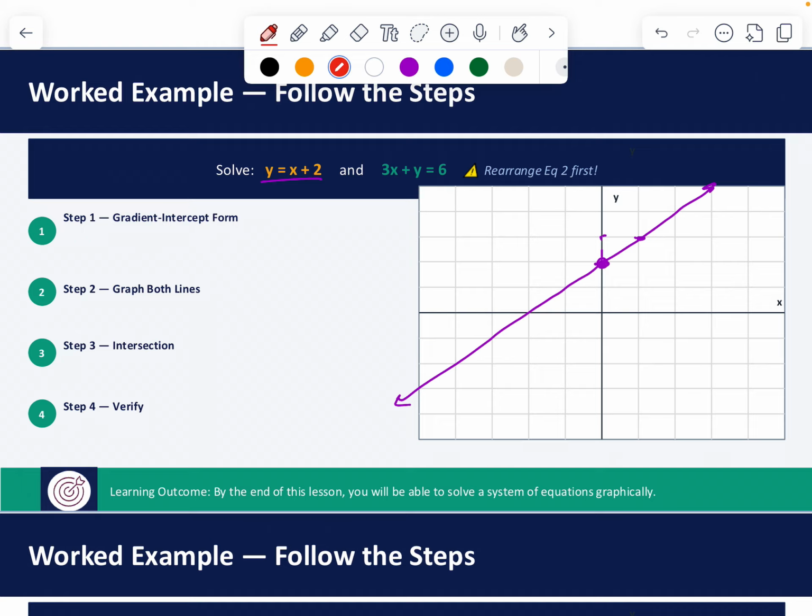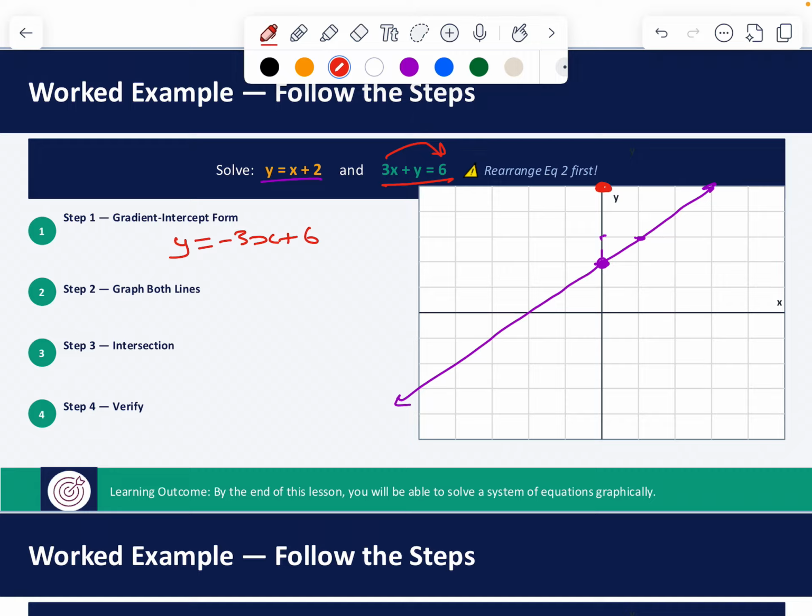Right, the second equation, there's two ways you can do it. You can either put some points in or you can rearrange it. So I'm going to bring the 3x over here. So y equals negative 3x plus 6. That means my y-intercept is 6. But this time my gradient, my rise over run, is negative 3.